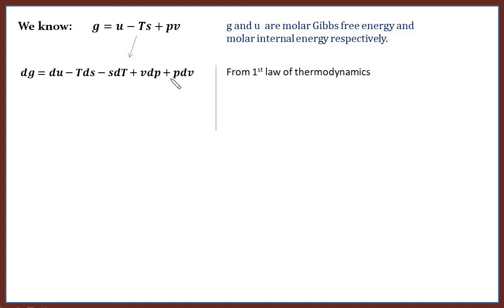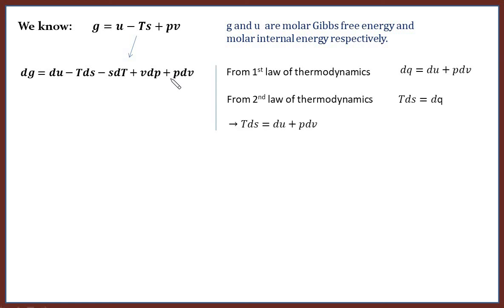From the first law of thermodynamics, we can write dq equals du plus Pdv. From the second law of thermodynamics, we can write Tds equals dq. Therefore, if you combine the first law and second law, you can write Tds equals du plus Pdv. Just replace this Tds by this relation. So the final form of dg will stand like this: dg equals minus sdT plus vdP. Change in molar Gibbs function will depend upon change in temperature and change in pressure.